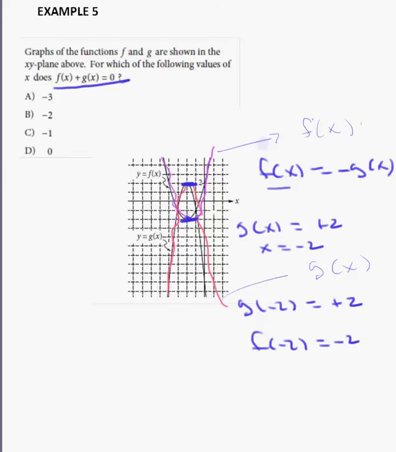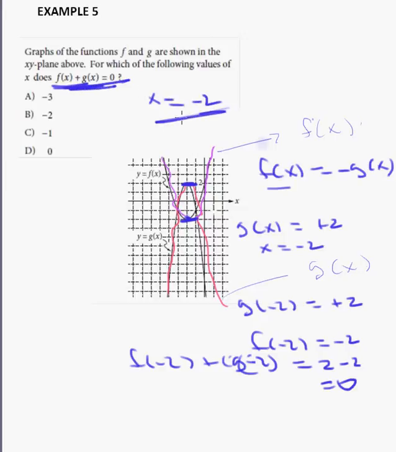And so I can see clearly that when I plug in f of negative 2 and g of negative 2, that will give me 2 minus 2, and that is equal to 0, right? And so the value of x that will set this addition to be equal to 0 is x equal to negative 2, and therefore the answer is B, right? So that is how you analyze these kinds of problems.